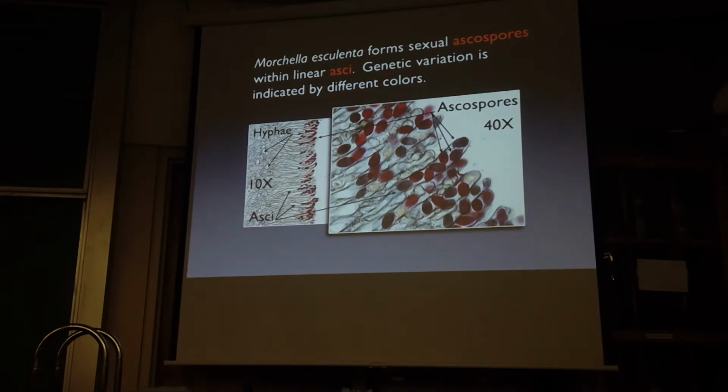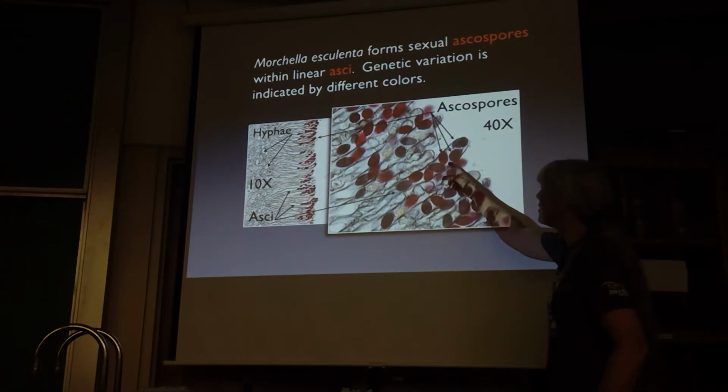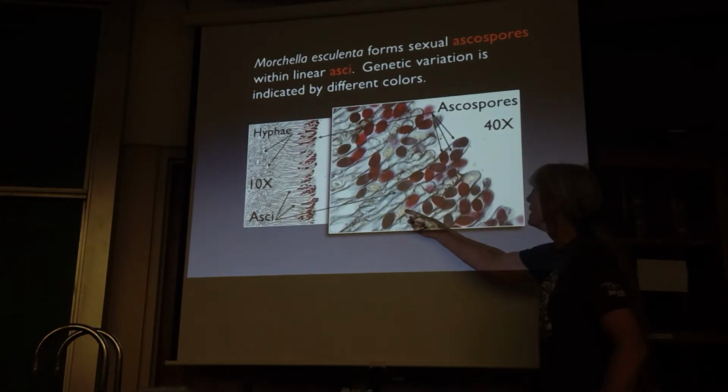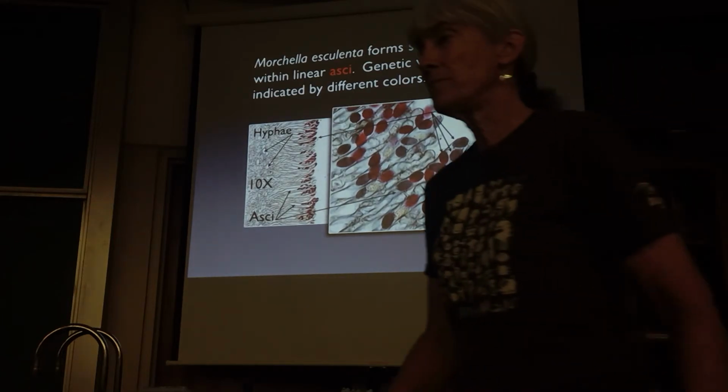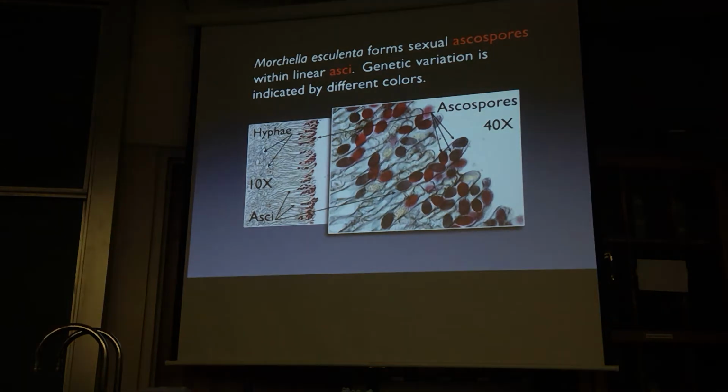Notice that we can determine this is sexual reproduction that led to the production of these spores because they're not all the same. Some are dark, some are light, some are red. So you've got genetic variation in here. So those are the sexual ascospores of Morchella.